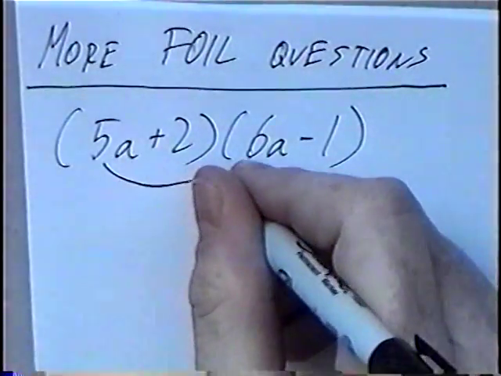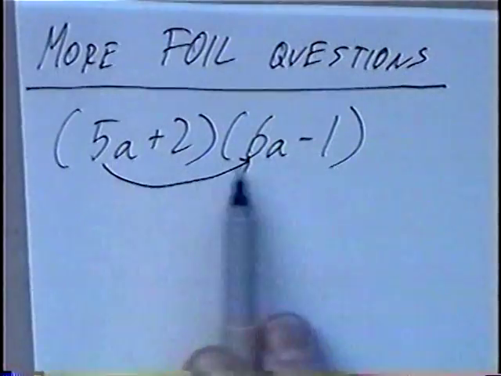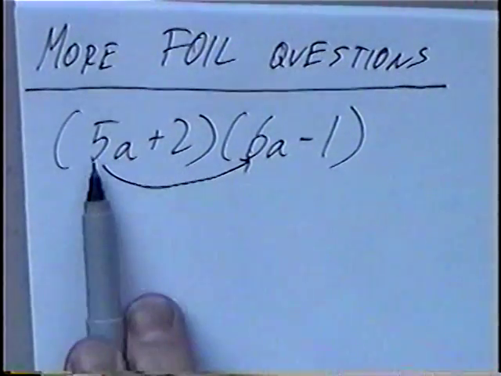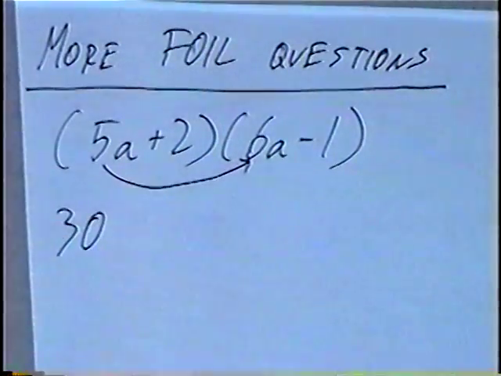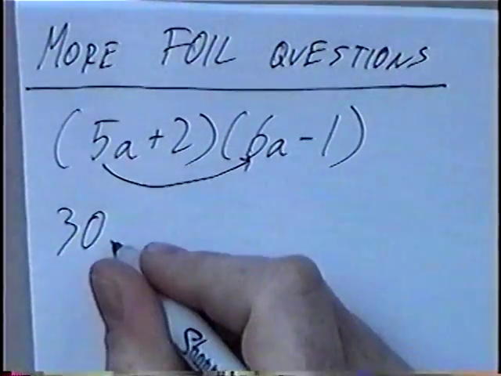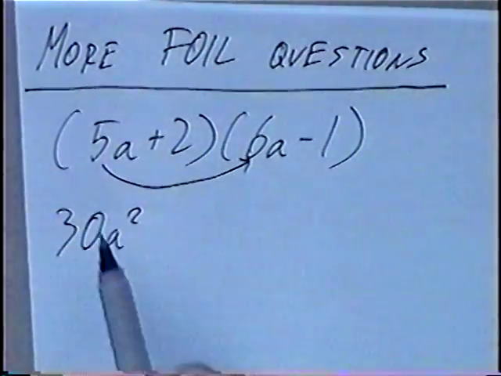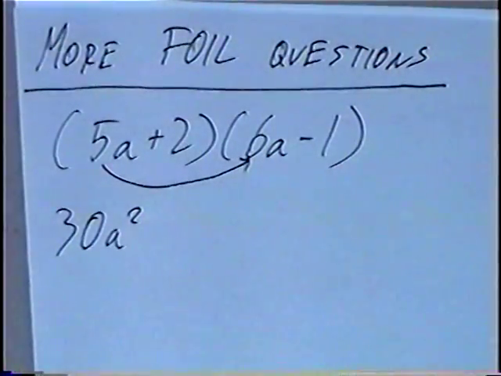Multiplying the first terms in each parentheses, 5a times 6a. Multiplying the numbers first, 5 times 6 would be 30, and a times a would be a squared. So 5a times 6a would be 30a squared.